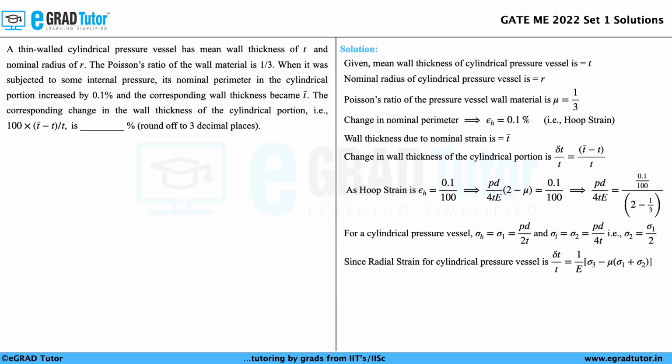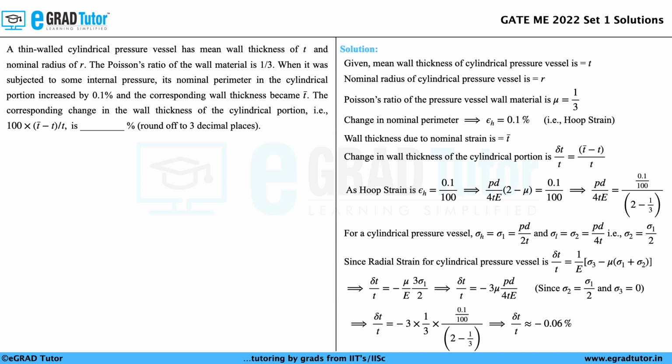Now, the radial strain for the cylindrical pressure vessel is delta T by T, which is 1 by E into (sigma 3 minus mu into (sigma 1 plus sigma 2)). Now, delta T by T is minus mu by E into 3 sigma 1 by 2. That implies delta T by T is equal to minus 3 mu into PD by 4TE, since sigma 2 is equal to sigma 1 by 2 and sigma 3 will be equal to 0 for a thin-walled pressure vessel. Substituting the values, we have delta T by T as minus 0.06%. The accepted answer range for this question is minus 0.062 to minus 0.058.